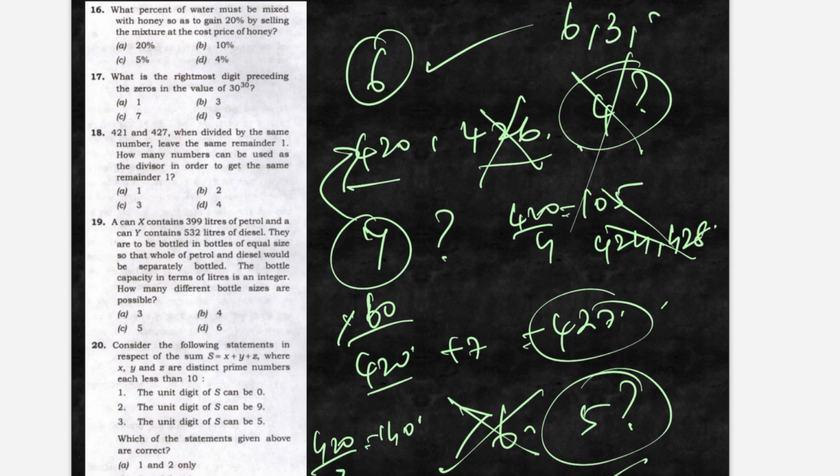Similarly, 2 can also leave a remainder of 1, right? So how many numbers can be used as a divisor in order to get the same remainder 1? So that's all, we have got the answer. So 3 is the right answer, right?